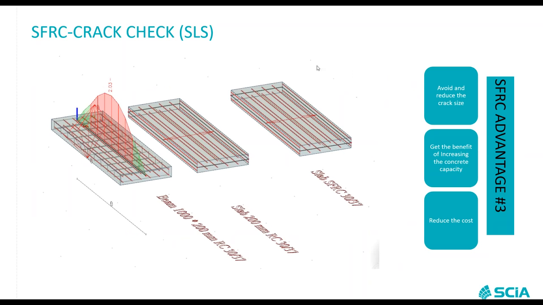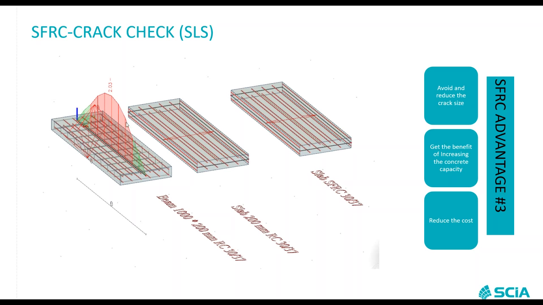For that reason, I prepared three models. The first model is the beam, but I gave it the dimension of a slab to simulate the behavior of a slab, but on a 1D member. So it's a beam 1 meter width, and the thickness is 200 millimeter, with only traditional reinforcement. The second one is a slab with the same amount of reinforcement, everything identical, but it's a slab. And the third example is the same slab, but this time I combine the traditional reinforcement with SFRC, with steel fiber. And I calculated the cracks.